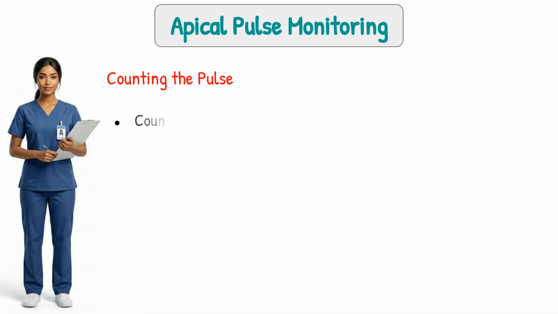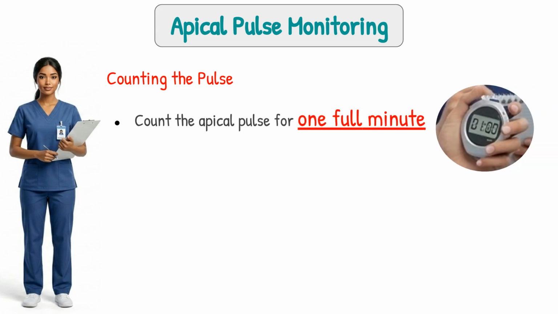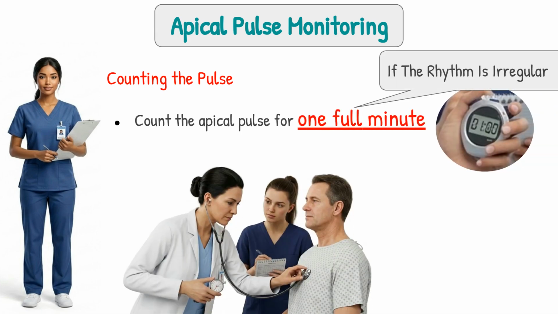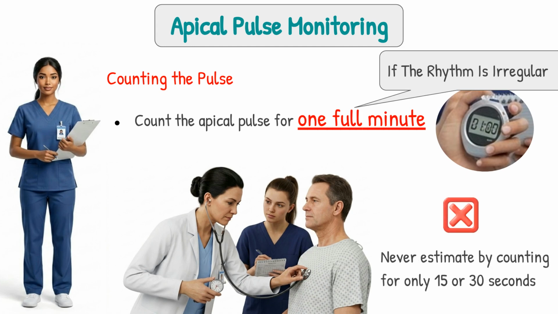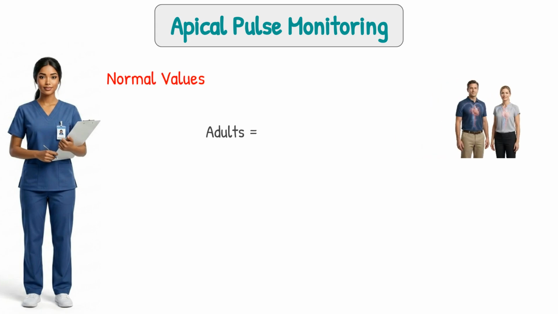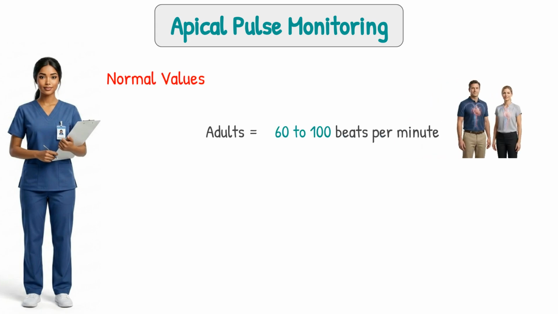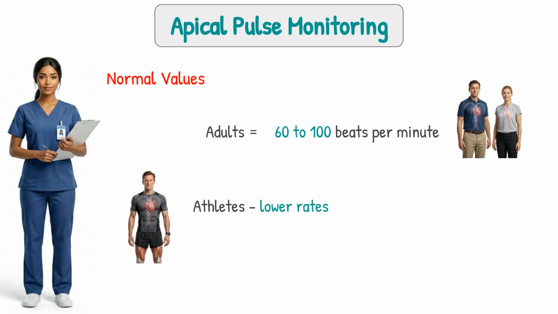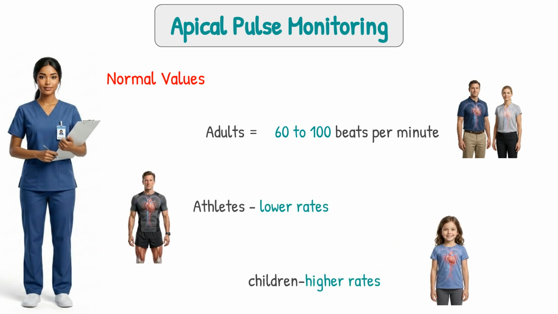Count the apical pulse for 1 full minute. This is especially important if the rhythm is irregular. Never estimate by counting for only 15 or 30 seconds when accuracy is required. The normal resting apical pulse for adults is approximately 60 to 100 beats per minute. Athletes may have lower rates, while children generally have higher rates.